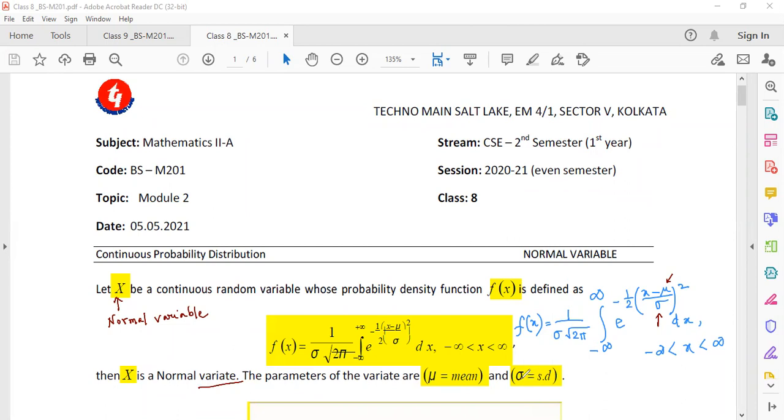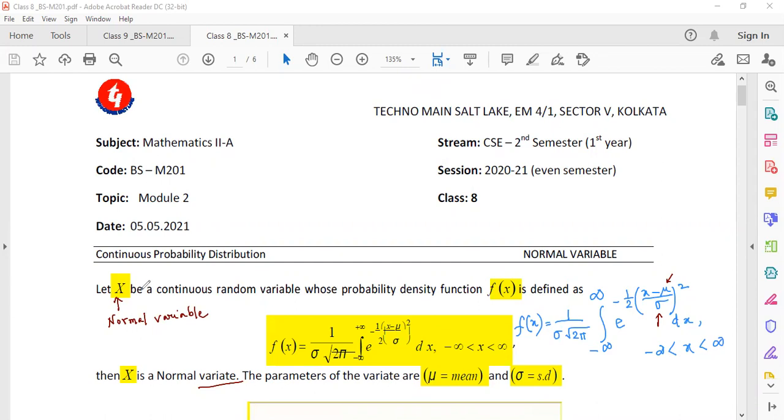the standard deviation. Just like in binomial distribution, we call NP to be the mean of the binomial variate and NPQ to be the variance of the binomial variate. Similar to that, in Poisson distribution, we call lambda to be the mean and variance of the Poisson variate. Here, we call mu to be the mean of the normal random variable capital X and sigma to be the standard deviation of the normal random variable capital X.